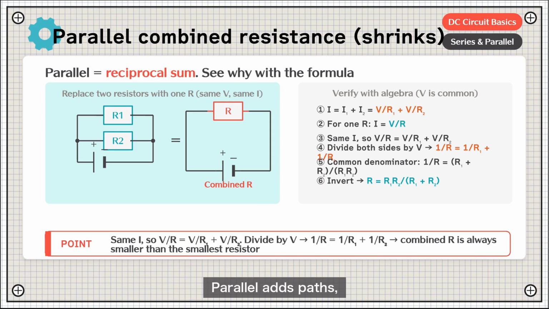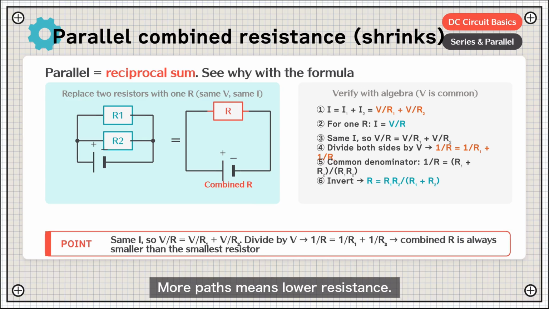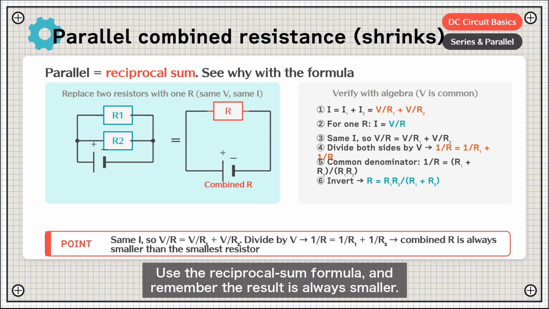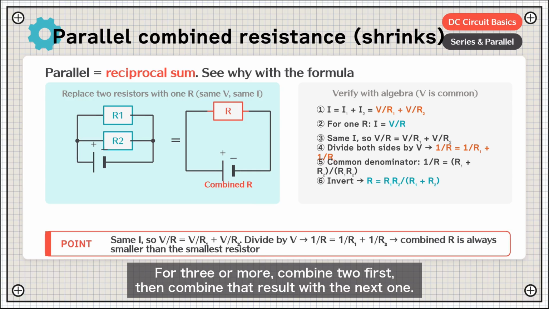Parallel adds paths, making it easier for current to flow, like opening extra checkout lanes. More paths means lower resistance. Use the reciprocal sum formula. And remember, the result is always smaller. One note: the product over sum shortcut only works for two resistors at a time. For three or more, combine two first, then combine that result with the next one.